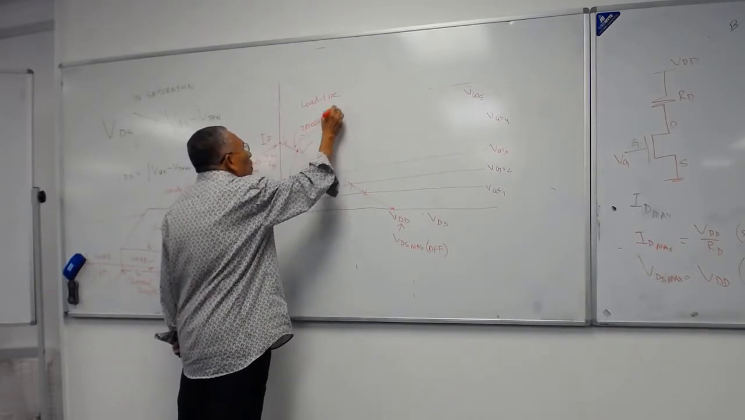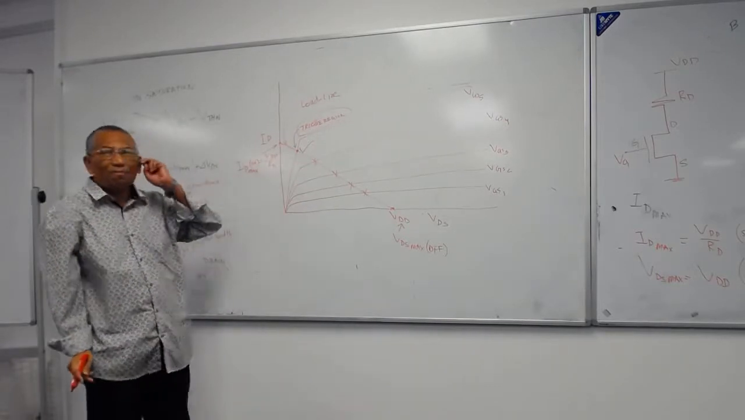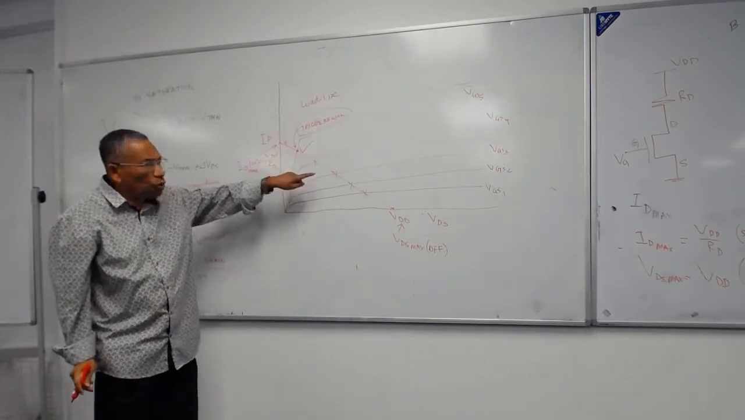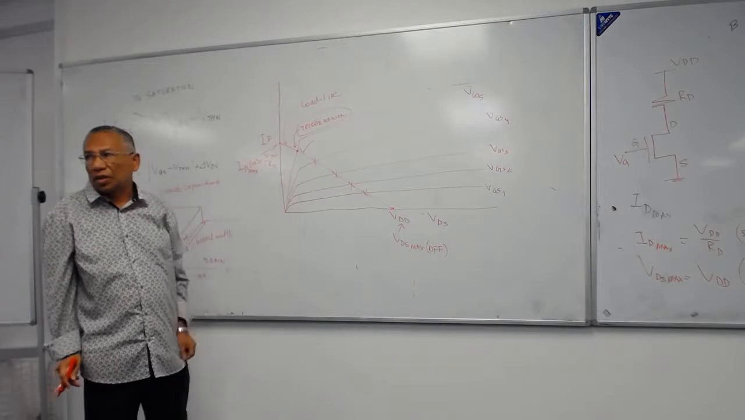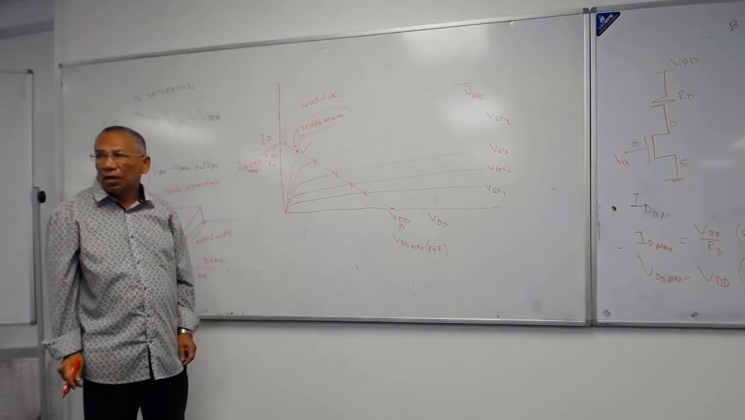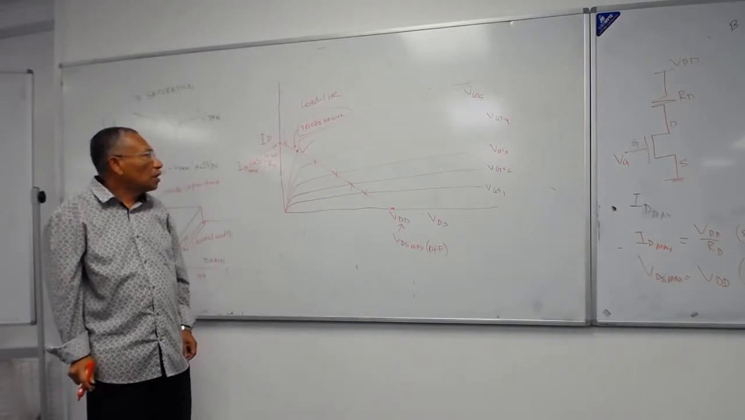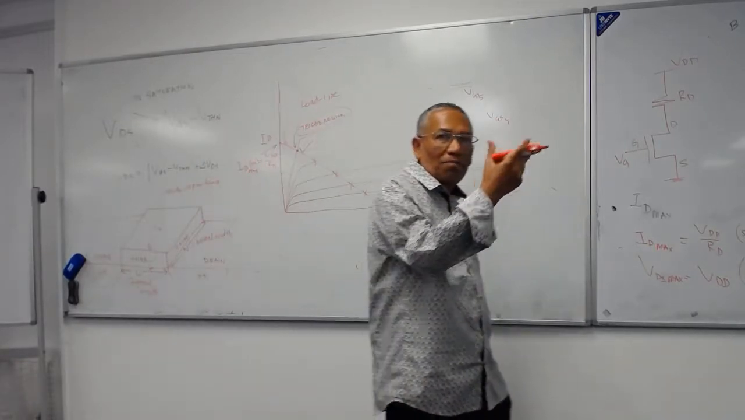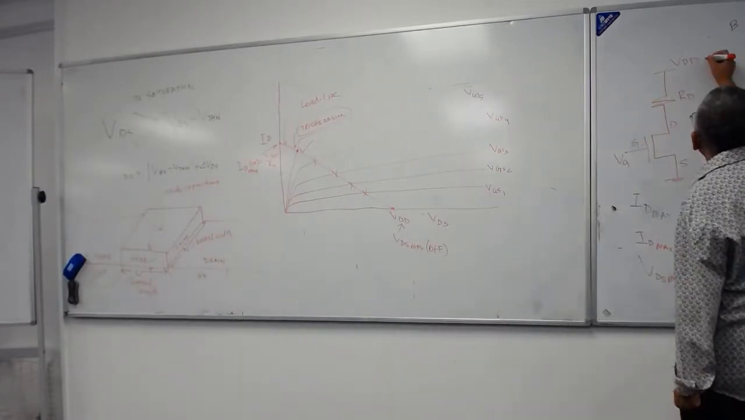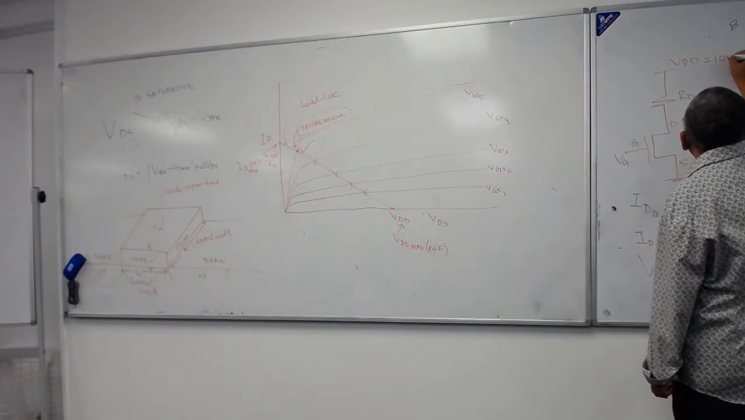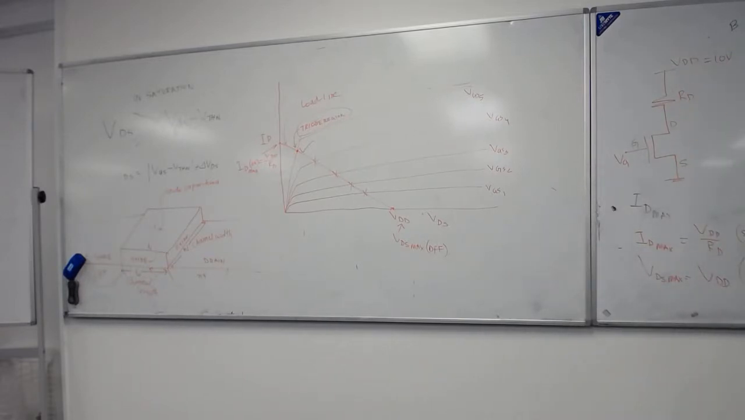So to know where to choose, you have to know something about the transistor. So now let's put in some quantities. Say this is equal to 10 volt, and say RD equal to 5 kilo ohm.